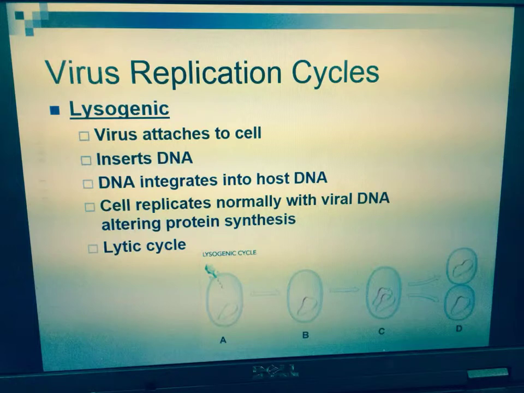This is the lysogenic cycle, and this is where the virus attaches itself to the cell, and then it inserts its DNA, and this DNA integrates itself into the host DNA, so the cell replicates normally with the viral DNA inside of it, which alternates protein synthesis to create more of the virus DNA inside of it, and this can also lead back into the lytic cycle.